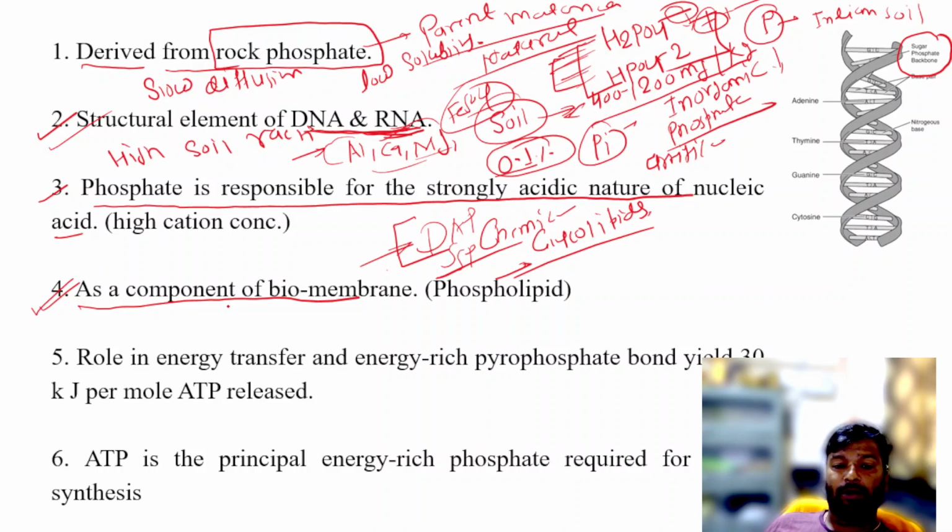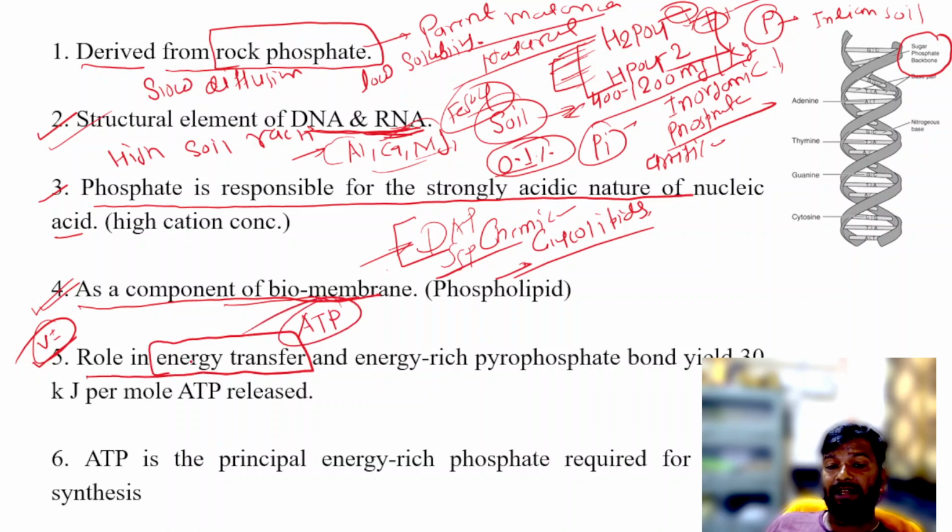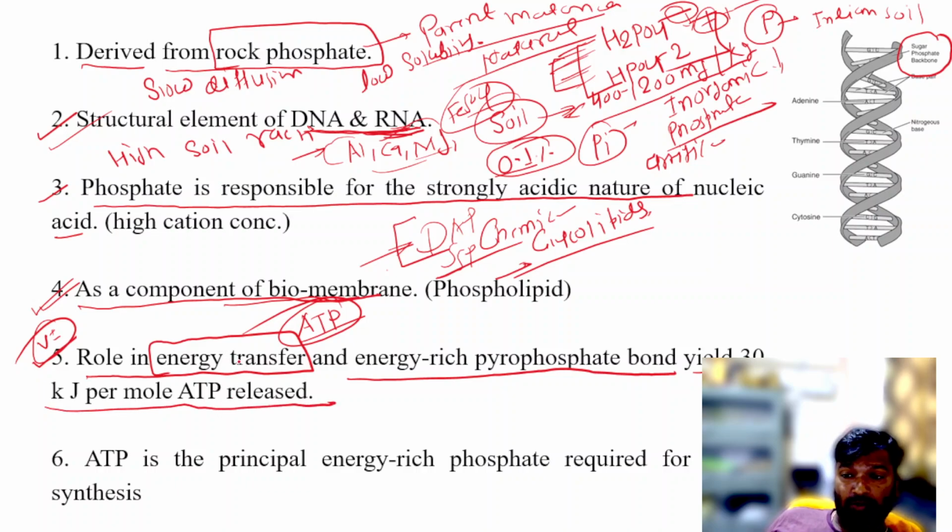It is also a component of biomembranes, and another very important function is that phosphate works in energy transfer, in the form of ATP, adenosine triphosphate, with an energy-rich pyrophosphate bond, which yields approximately 30 kilojoule per mole of ATP released. So phosphorus or phosphate works as an energy source for plant growth and development.